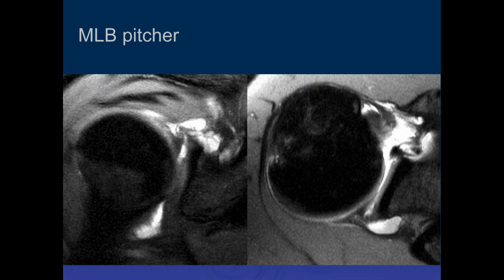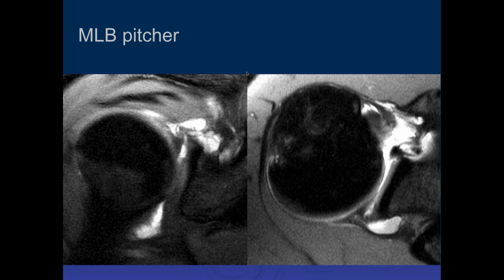Snap the picture. The anterior and posterior labrum actually don't look normal, but on the sagittal, it looks like... I don't see the biceps long head tendon either. But on the sagittal, there's at least fraying of the superior labrum.